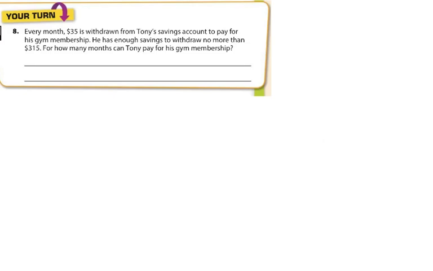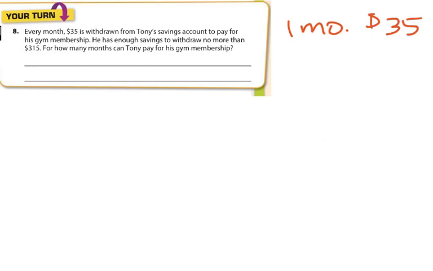Every month, $35 is withdrawn from Tony's savings account to pay for his gym membership. He has enough savings to withdraw no more than $315. For how many months can Tony pay for his gym membership? You can easily think this through by carefully saying, okay, 1 month is $35, 2 months is going to be $70, and keep on going, right? But we need an equation for this.